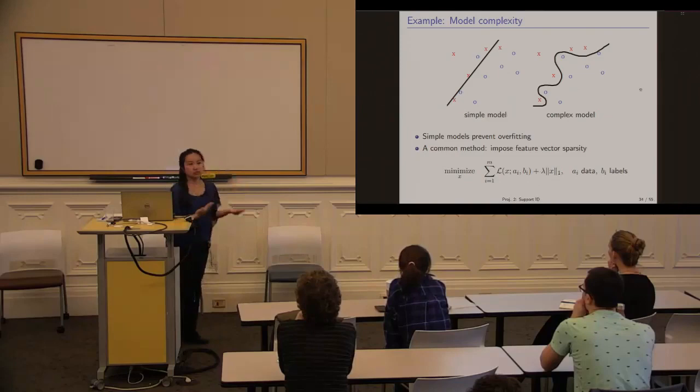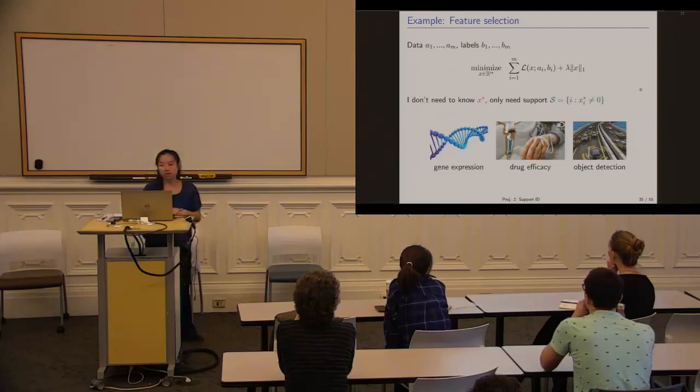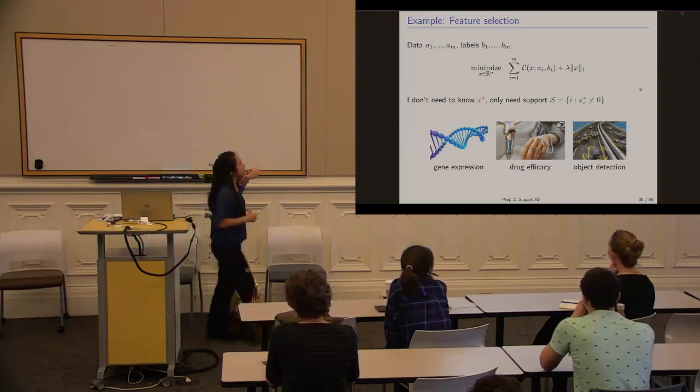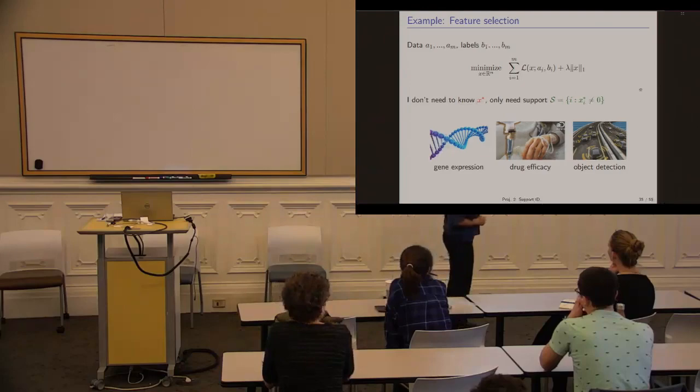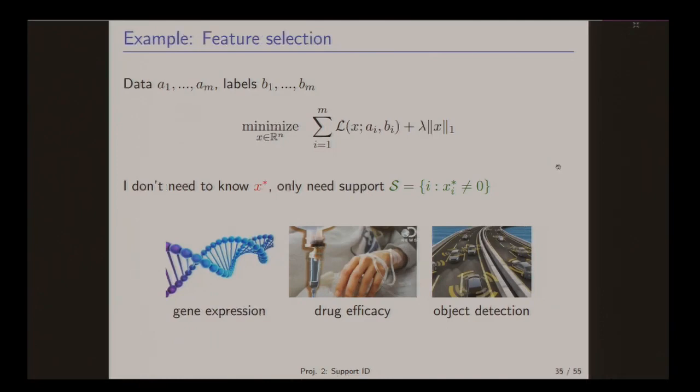Okay, and so one application where sparse optimization is useful is in feature selection. In feature selection, you're not actually trying to optimize the solution and figure out what the final vector x is. You're just trying to understand the support. You just want to know what the indices of x are where x_i star is non-zero.